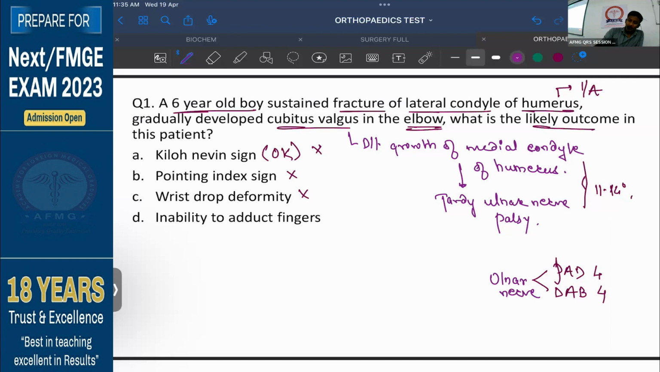Therefore, what will happen if the patient has developed a tardy ulnar nerve palsy? The patient will be unable to adduct the fingers. Adduction of the fingers will not be possible, okay? So that's a basic thing. No issues with this. And if a patient is having ulnar nerve palsy, what kind of splint will you give to the patient?